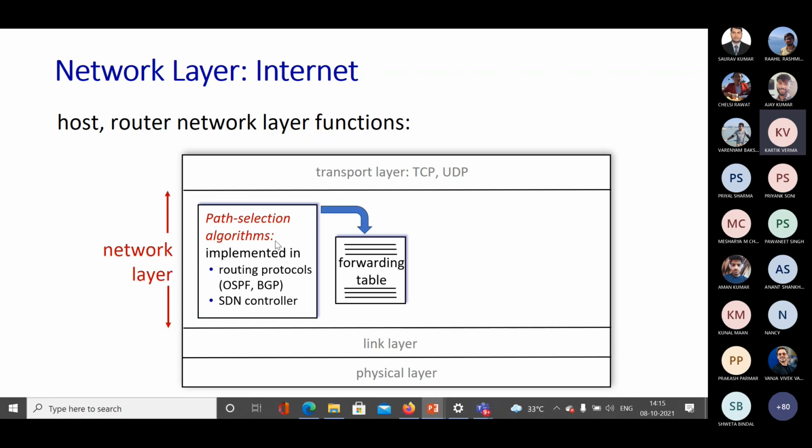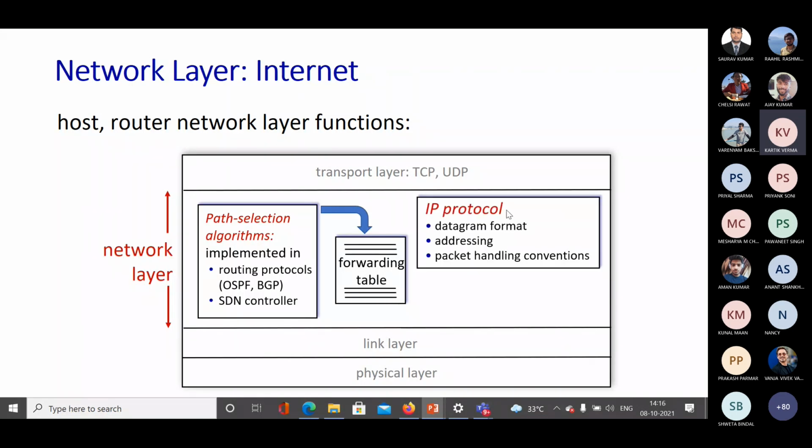All right. Now, the result from this routing algorithm is used in the forwarding table, to get the exact output port to which the particular packet needs to be forwarded. Okay.